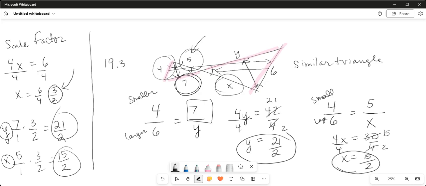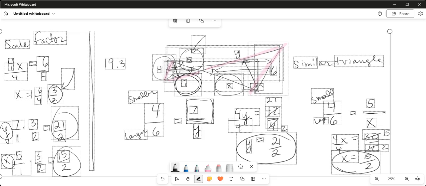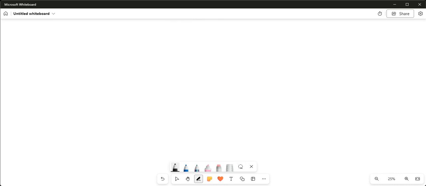If you look at the practice problems, there are 3 practice problems. Go ahead and pause this and do those, and then I will put up the answers so you can check your work.